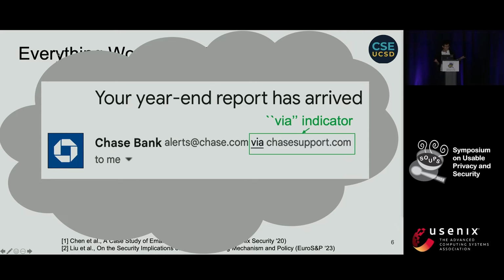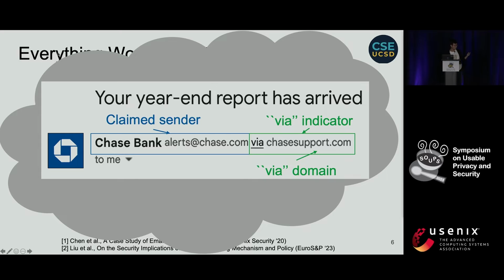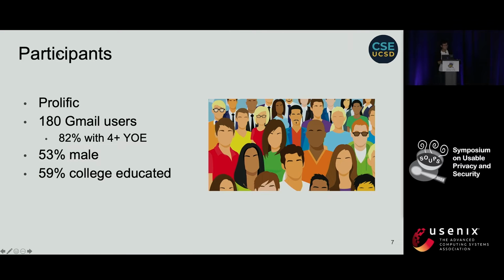And now it has become a usability problem because for the indicator to work, for it to signal the risk, users have to be able to notice it. Users also have to be able to understand the message that it's trying to convey. Before I move on, I just want to quickly define two things here. I'm going to call the domain that shows up after via the via domain. And then I'm going to refer to the part that's before via as the claimed sender, or Chase, for the rest of this presentation.